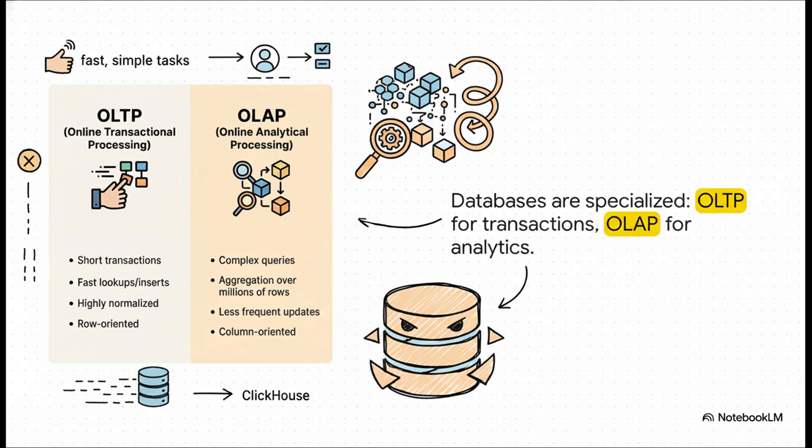See, databases usually fall into one of two camps. On one side, you've got OLTP, which stands for Online Transactional Processing. Think of these as your day-to-day workhorses, perfect for quick, simple tasks like creating a new user account. But on the other side, you have OLAP, Online Analytical Processing. These are the heavy lifters, built to handle super complex questions across millions or even billions of rows. And ClickHouse? Yeah, it's an absolute beast in that OLAP world.